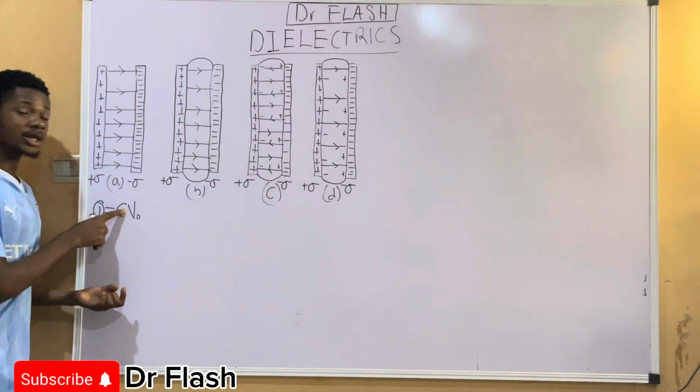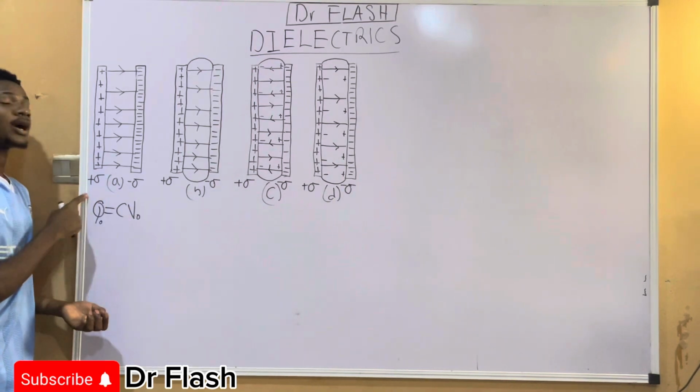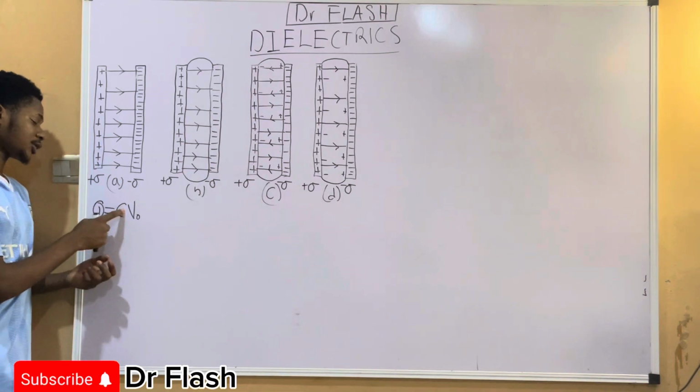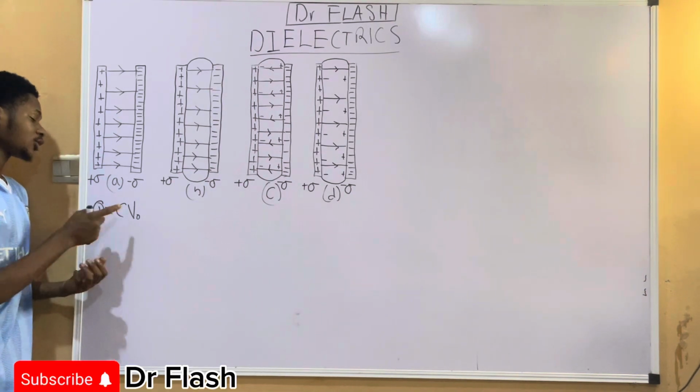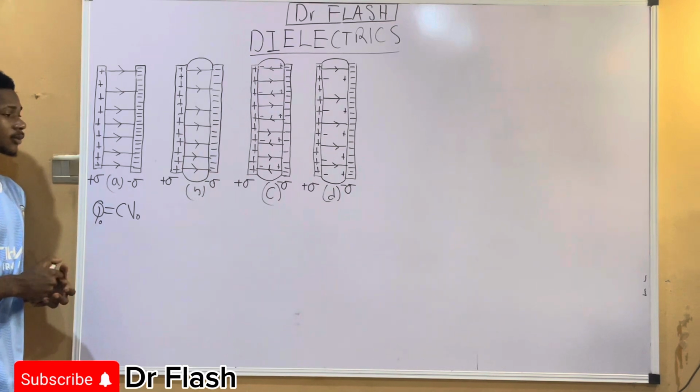Of course, C is a constant, that is the capacitance of the capacitor, which depends on these two values. So as both of them increase, we get a fixed value for C. If both of them decrease, we also get a fixed value of C, because they both increase or decrease simultaneously.